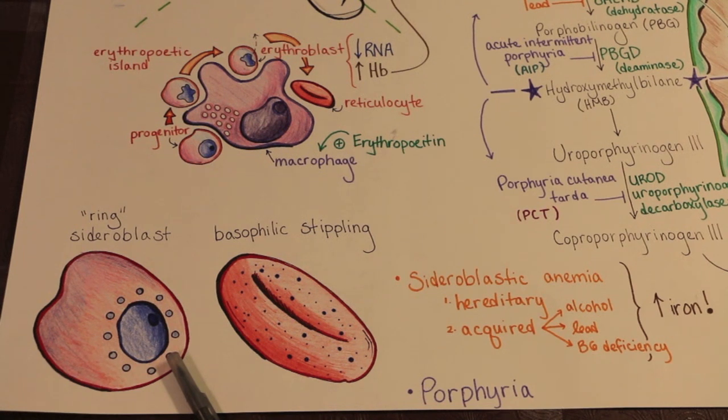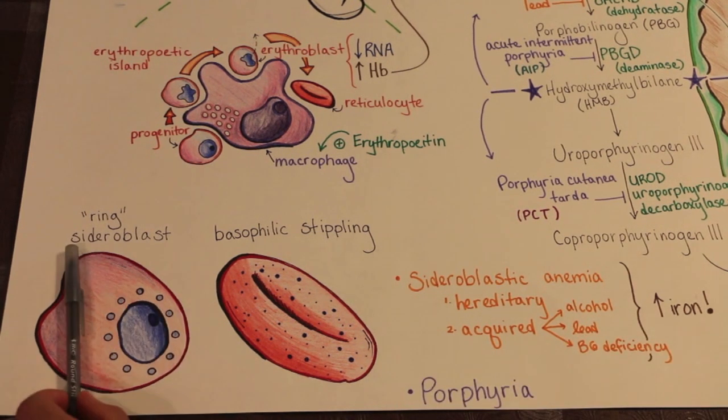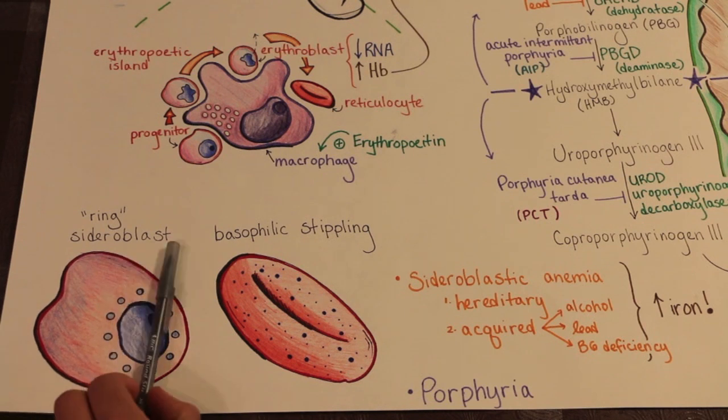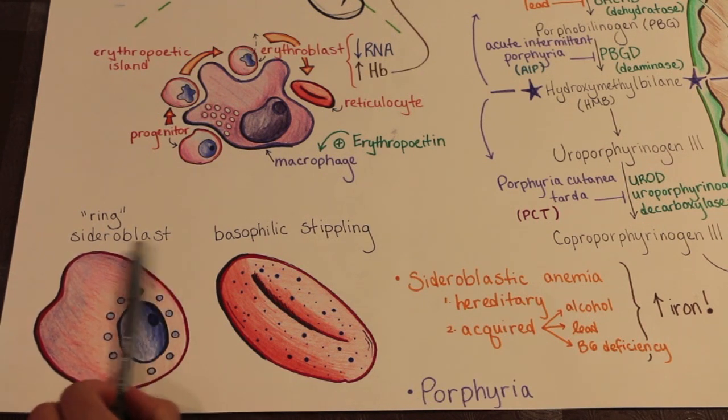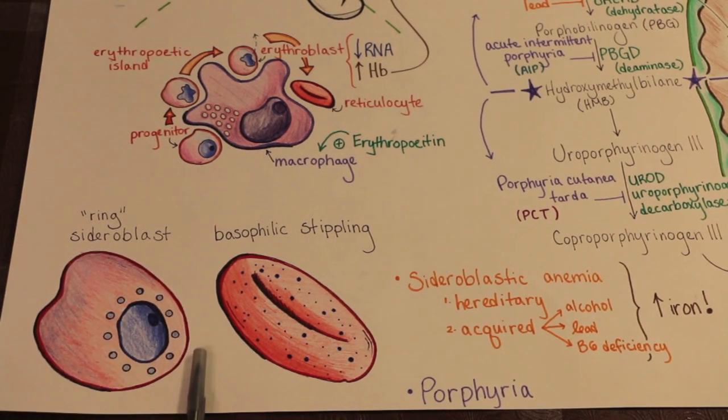And so just break down the word and it helps out. You have a sideroblast, sidero meaning iron, and blast referring to a precursor cell. So in a sideroblastic anemia, you have these precursor cells that have iron buildup in the mitochondria around the nucleus, forming a little ring.